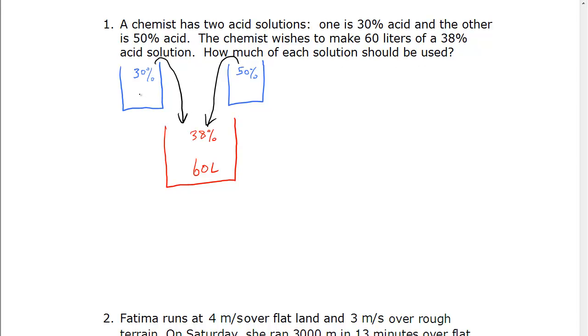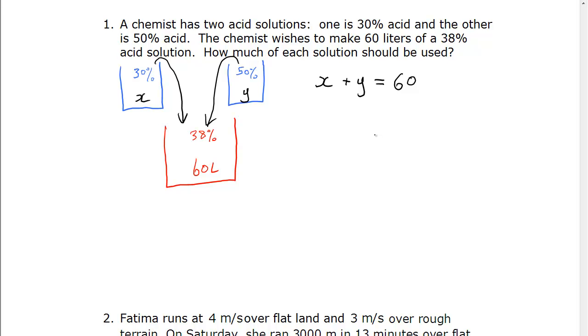Well, first we're going to say we have x amount in beaker 1 and y amount in beaker 2. If we're going to solve for two unknown variables, we need two equations. So the first equation is the amount from beaker 1 plus the amount from beaker 2 has to give us the amount at the end that we're looking for, which is 60. So there's our first equation.